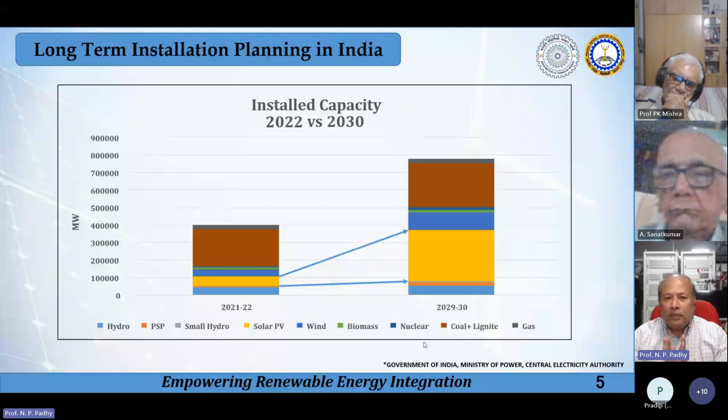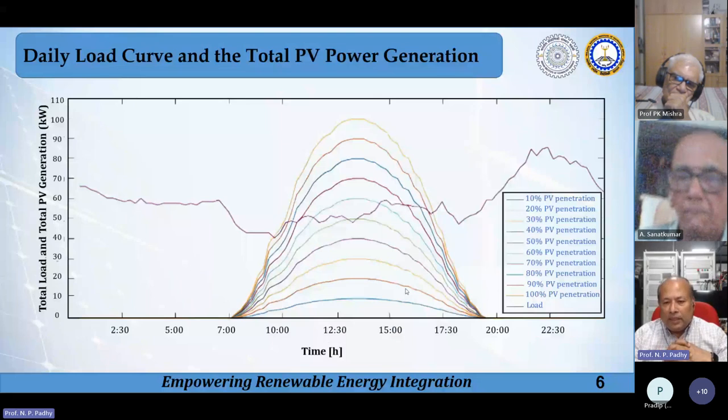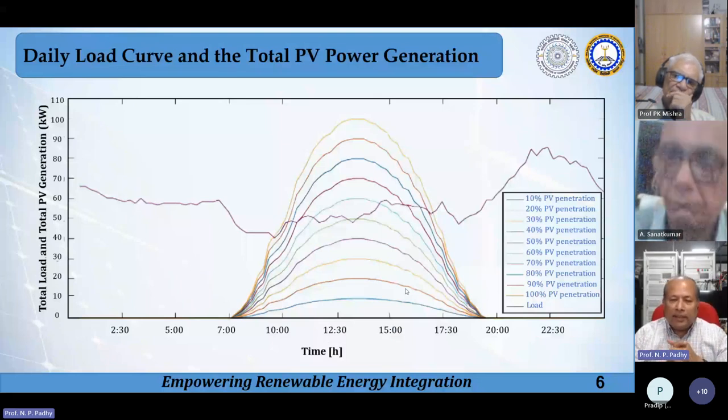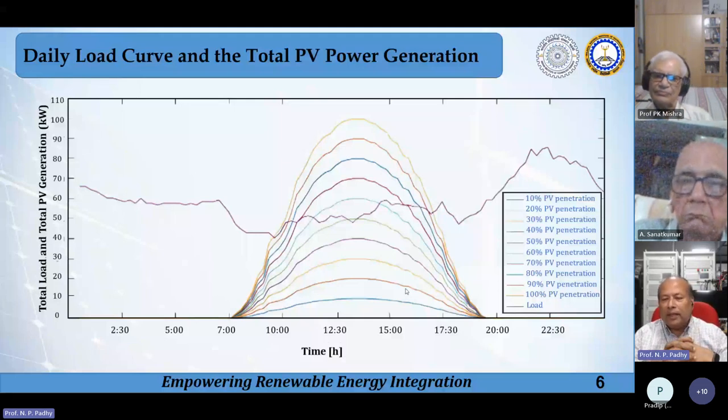Now let us get into a bit of challenges related to PV power generation. Many times I used to tell this statement and I wish to repeat it again. Unfortunately, God is not very kind to engineers. God has given us wind energy, which is available during midnight. God has given us solar energy, which is available during almost lunchtime.